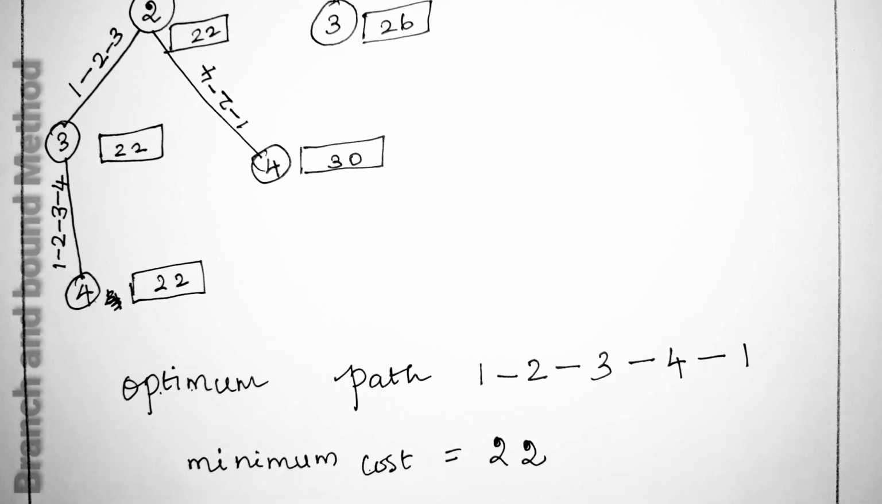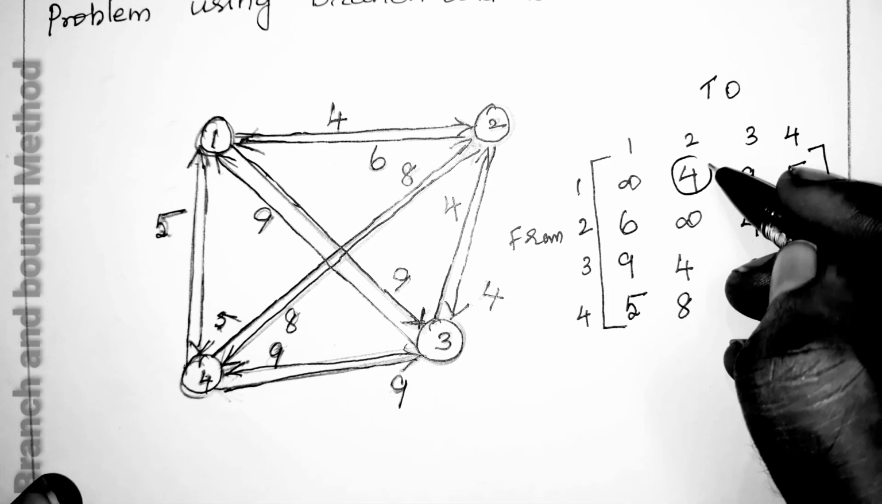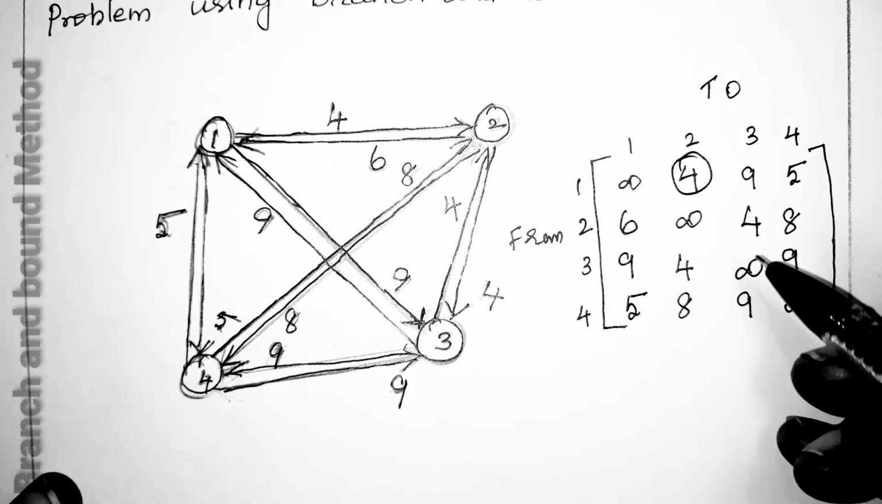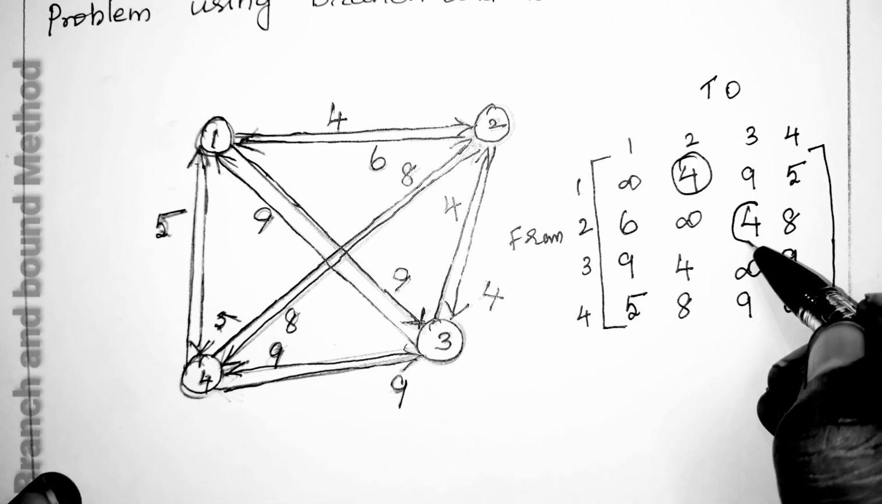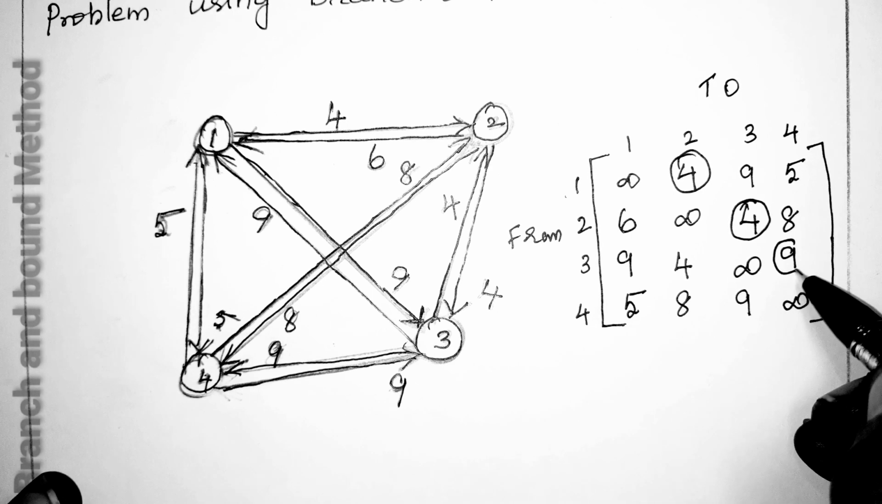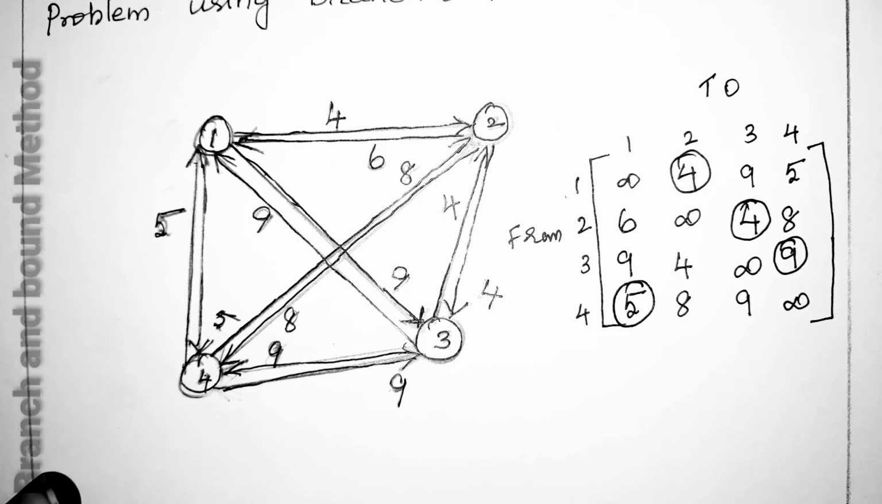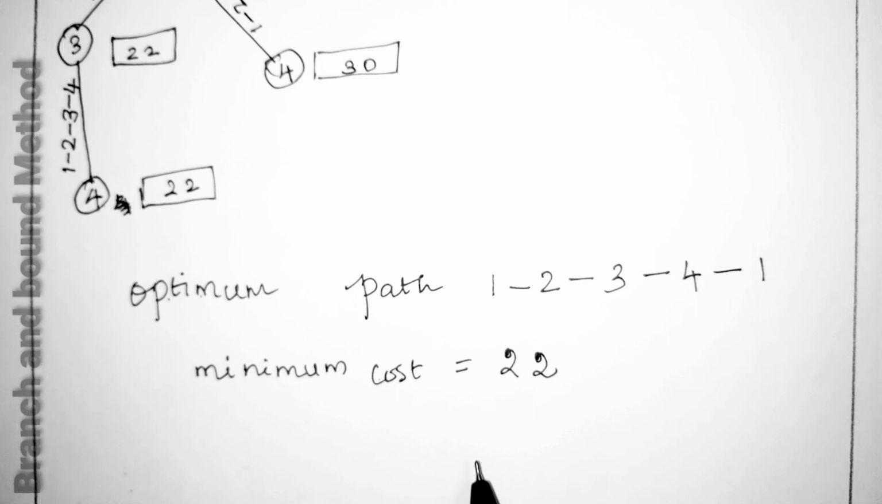If you want, you can check it with the original problem also. Node 1 to 2, the value is 4. 2 to 3, the value is 4. And 3 to 4, the value is 9. And 4 to 5, the value is 5. If you add all the values, you will get 22 only. Minimum cost is obtained in the tree itself. If you want, you can check it with your problem also. There also you will get 22.